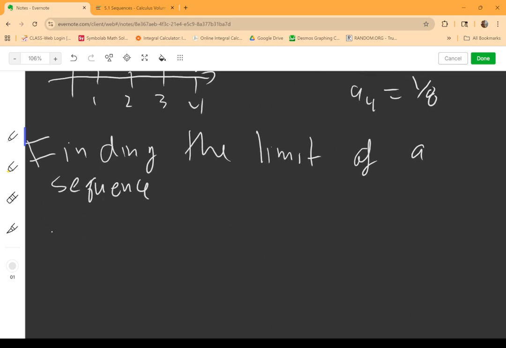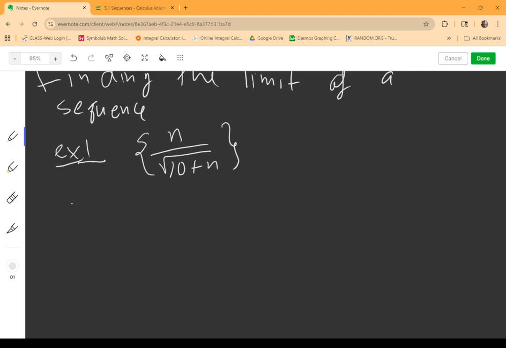All right, so for our first example, let's say that our sequence was defined as n over the square root of 10 plus n. The first step is I'll set up my limit, the limit as n goes to infinity, and I'll look at the explicit formula, n over the square root of n plus 10. I'll rewrite it like this.